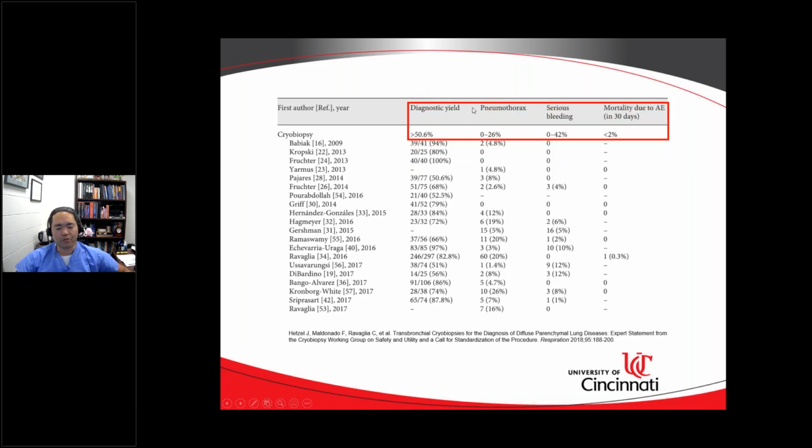which, in the old days, I would say we were just focused on finding diagnostic yield numbers, pneumothorax numbers, serious bleeding numbers, and then mortality. This is from the 2018 document again. The diagnostic yield was over 50%, and the pneumothorax went from 0 to 26% based on all these studies. Serious bleeding was all over the place, and mortality was less than 2%, which the case series from Vanderbilt actually tells us about as well.